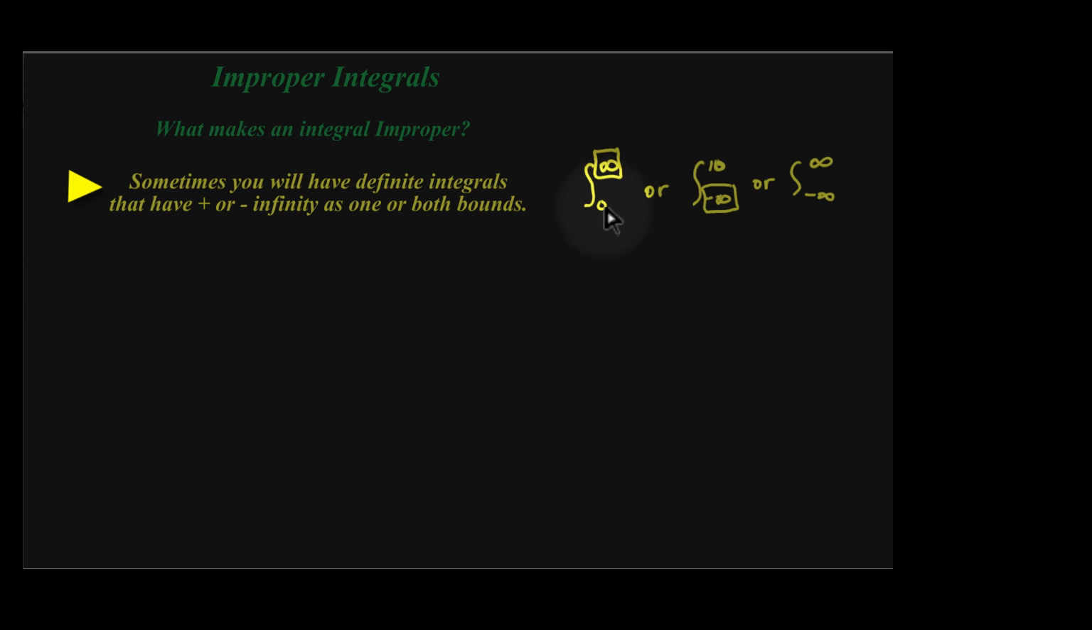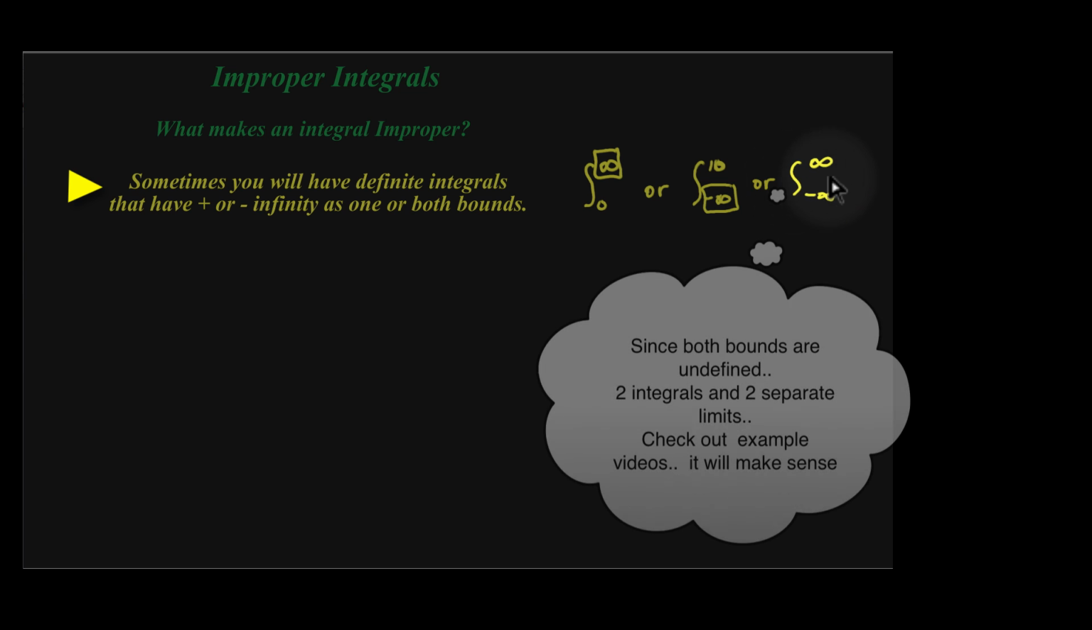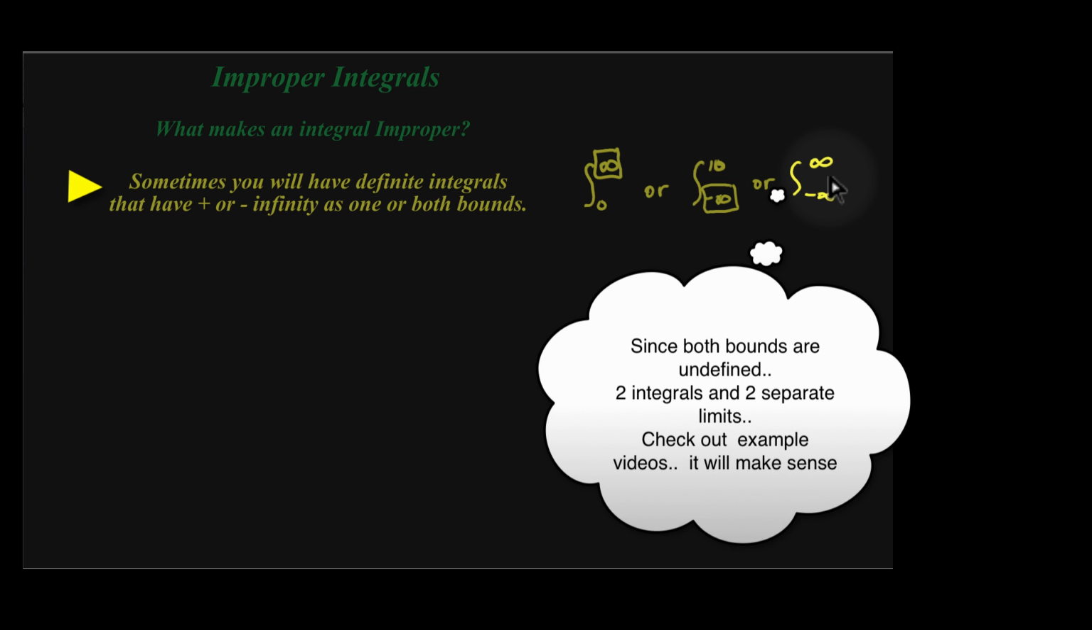So here we have an example of the top bound being infinite, or a negative bound being infinite, or you might have two bounds being infinite. In this scenario, you will need to separate this into two integrals and add them together.